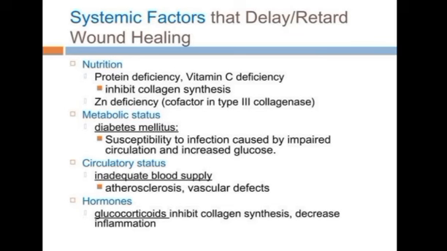Next one is systemic factors. These affect the entire body and indirectly influence wound healing. First one, age. Increasing age reduces cell proliferation, which reduces collagen production, so healing is slower. Next, nutrition: protein, vitamin C, zinc. Deficiency reduces collagen synthesis, causing poor tissue formation and delayed healing. Protein is needed for collagen formation, vitamin C for collagen maturation, and zinc for cell proliferation.